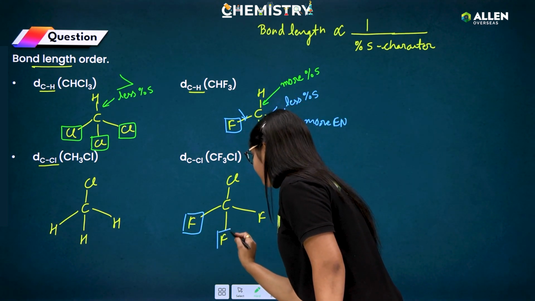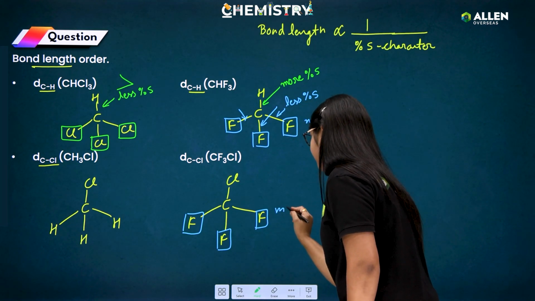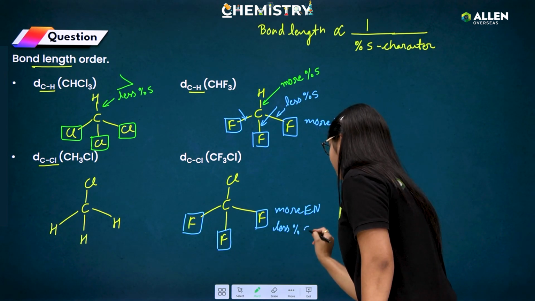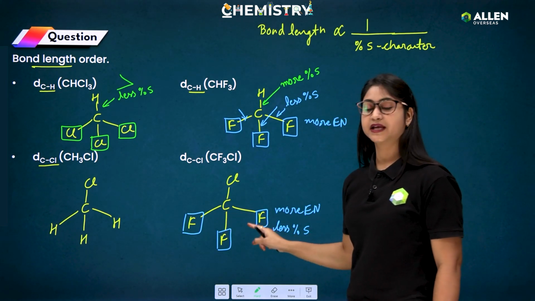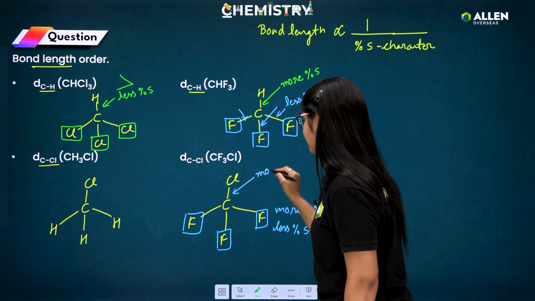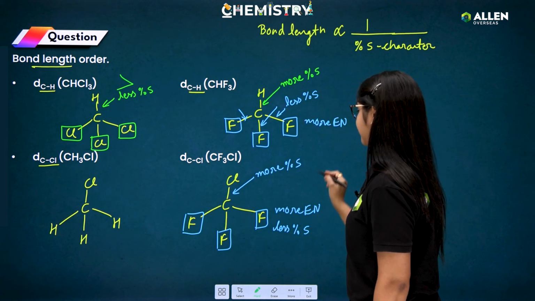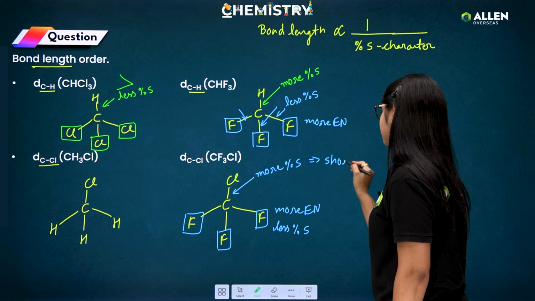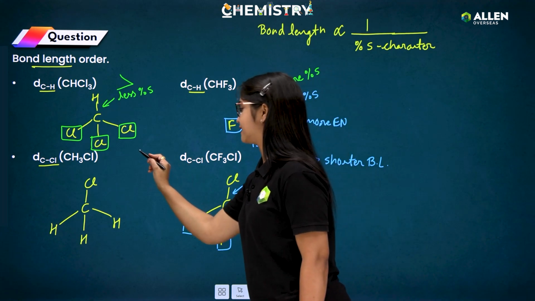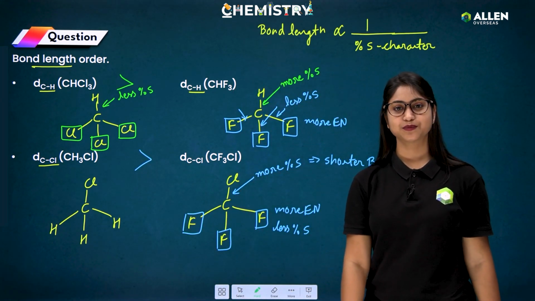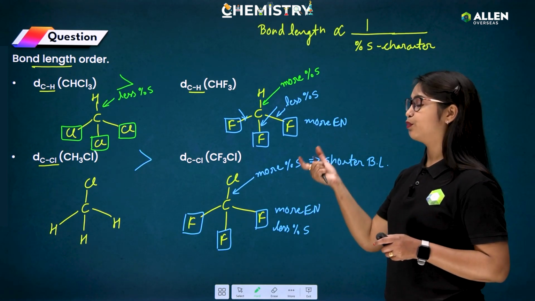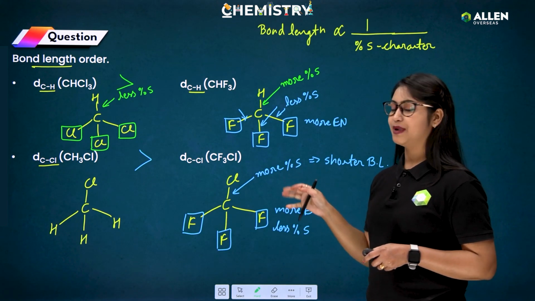Fluorine is more electronegative. So more electronegative means less percent s character. So in these 3 bonds, if there is less percent s character, then in this opposite bond there will be more percent s character. More percent s character means shorter bond length, okay? So we can say we are going to get the decreasing order for these molecules also. Fine. This is how we can compare the bond length on the basis of Bent's rule, right?